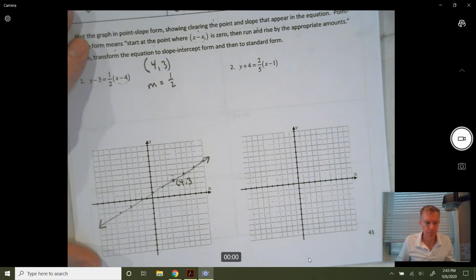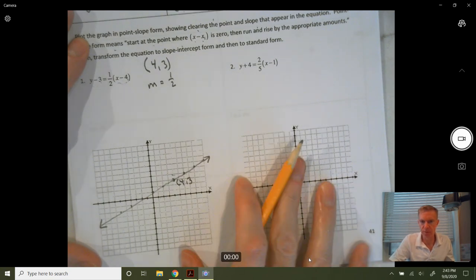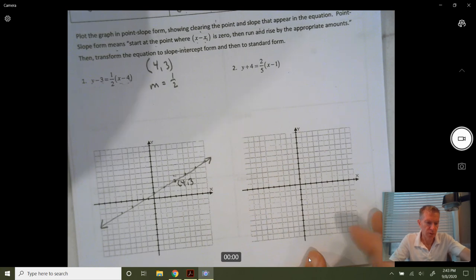And I will post the answer key. I'll finish the rest of these problems, but that should be good for now.